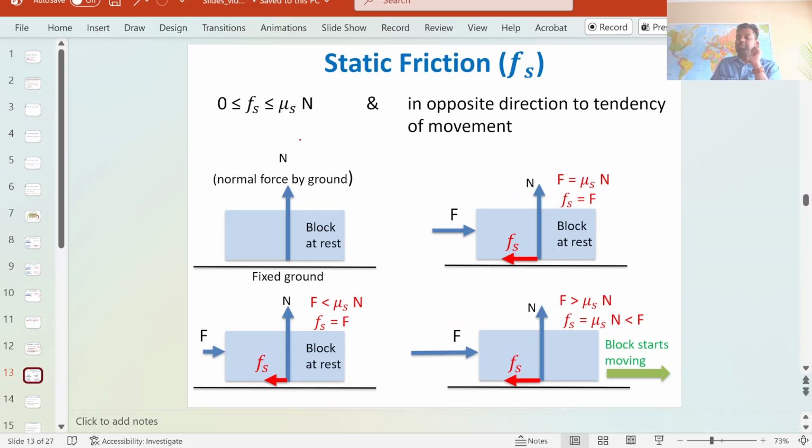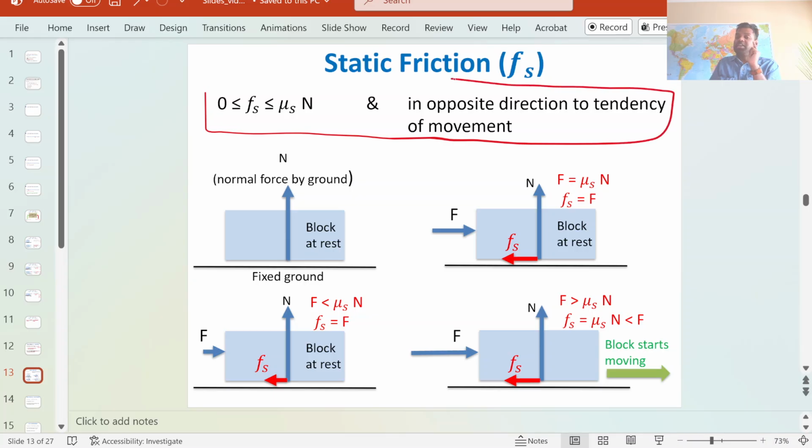Here, first, what does it mean by the static friction is not a fixed value and its direction is in the opposite direction to tendency of movement? What is this tendency of movement and what is this range? So look at these 4 diagrams.